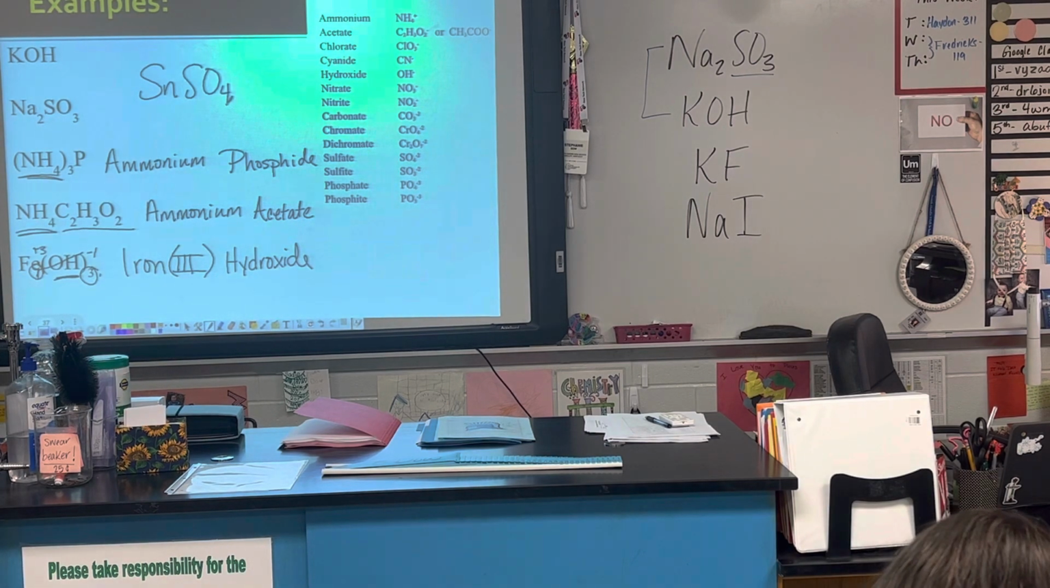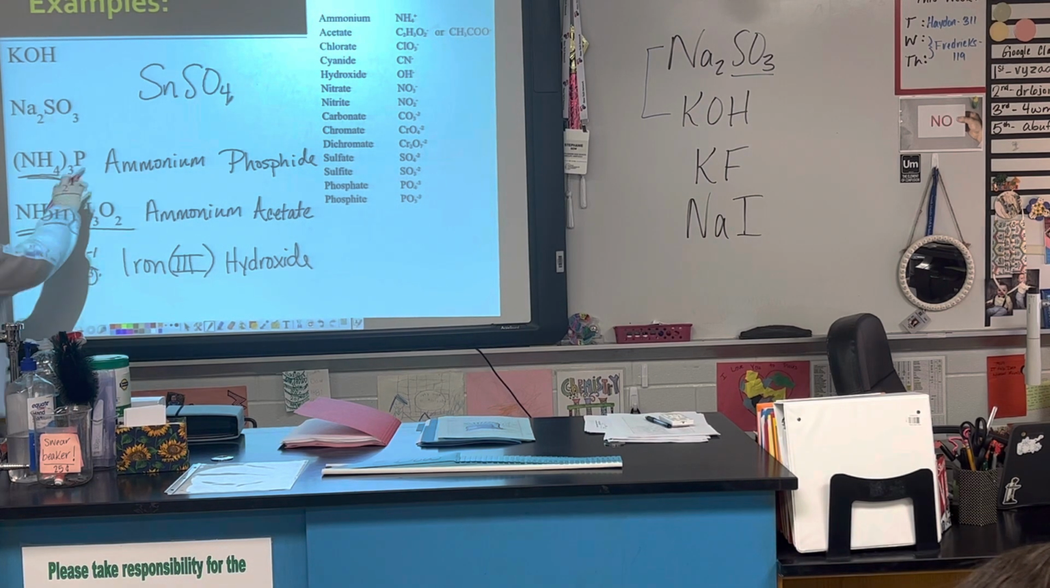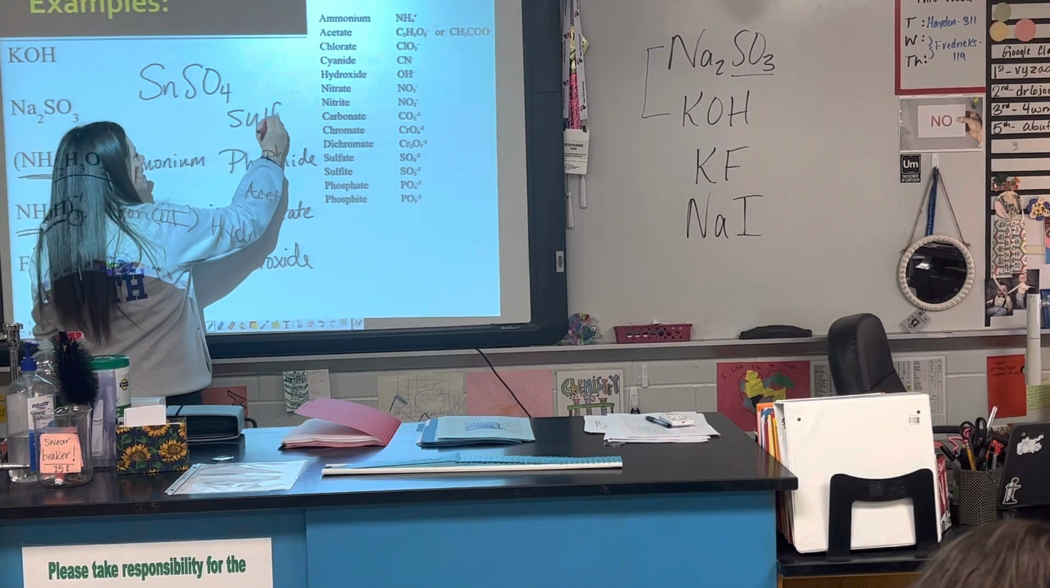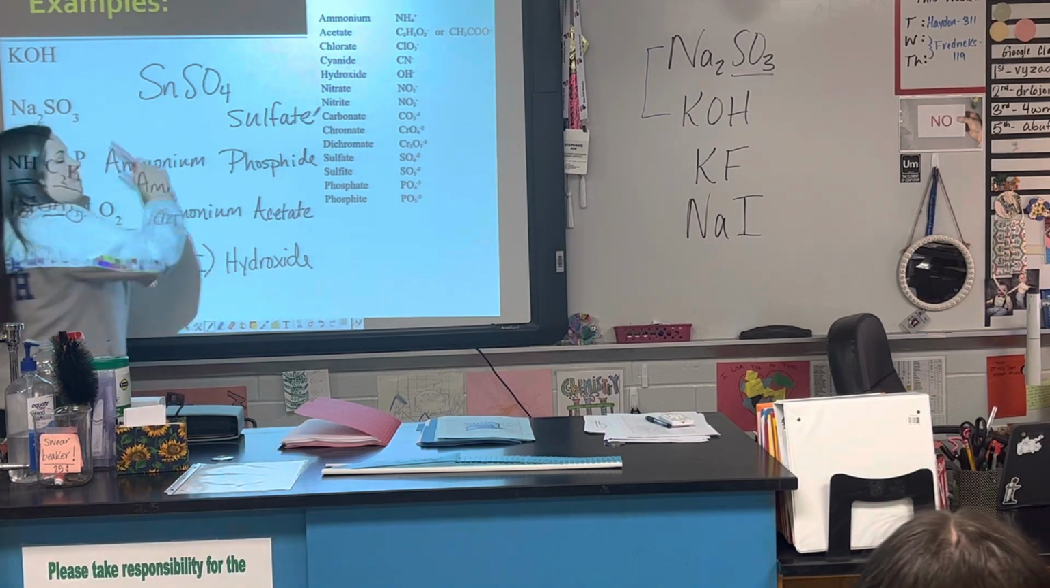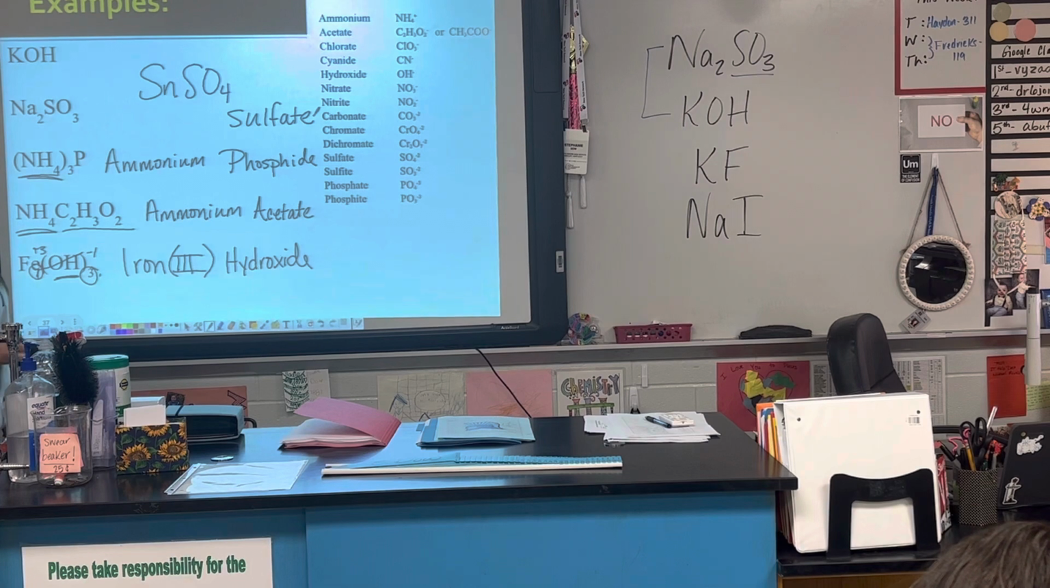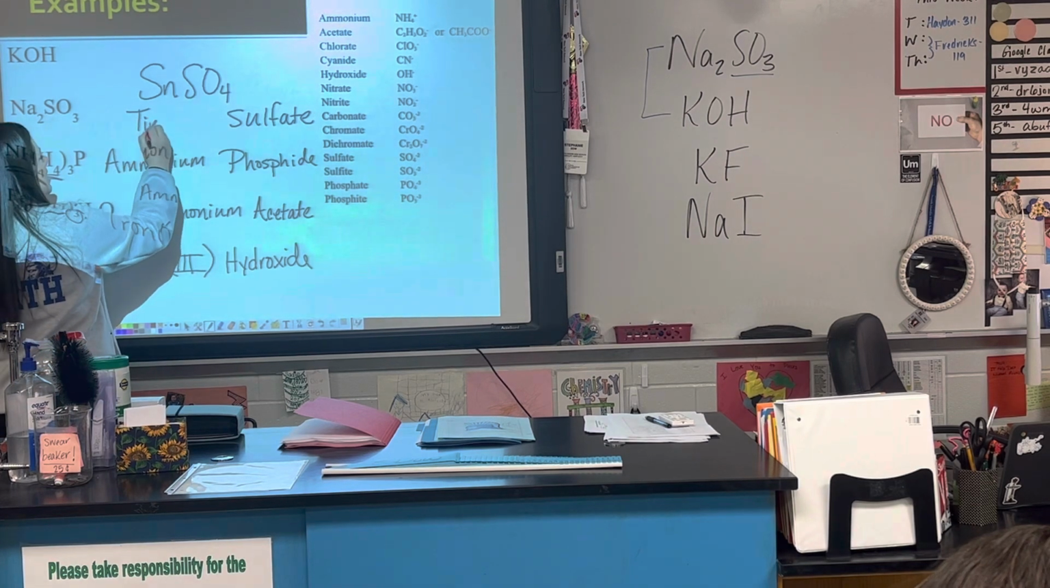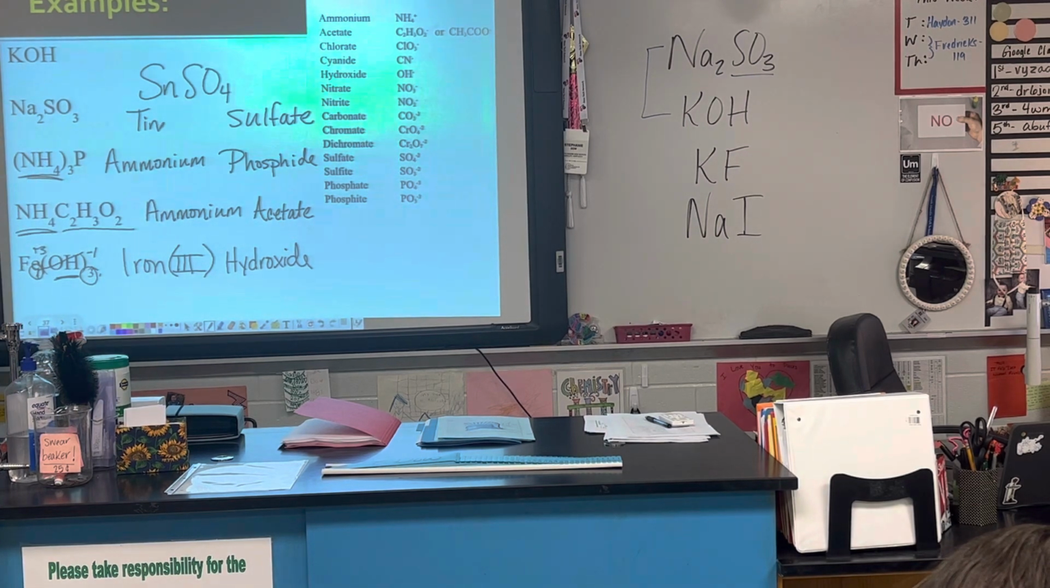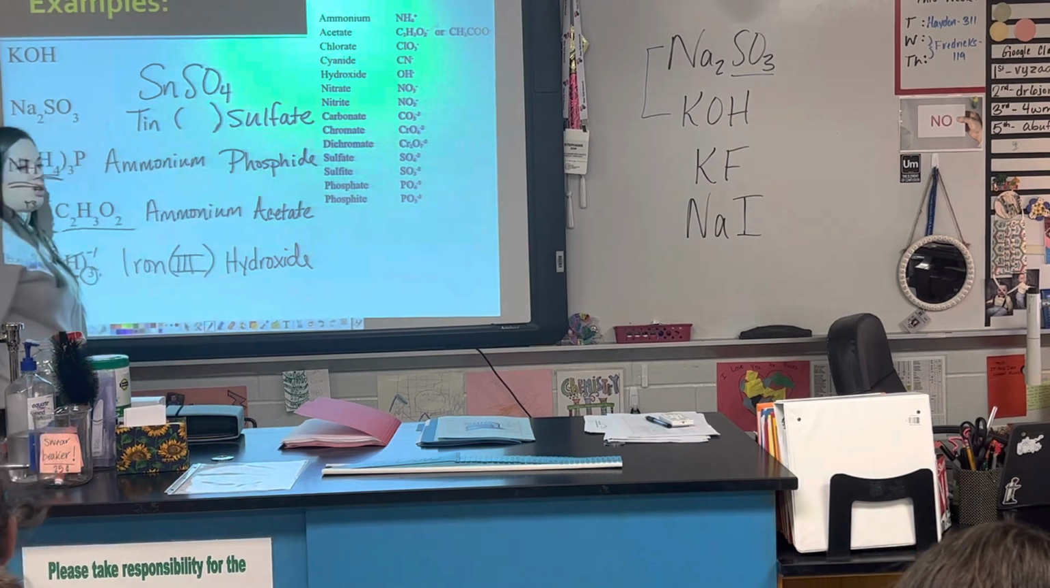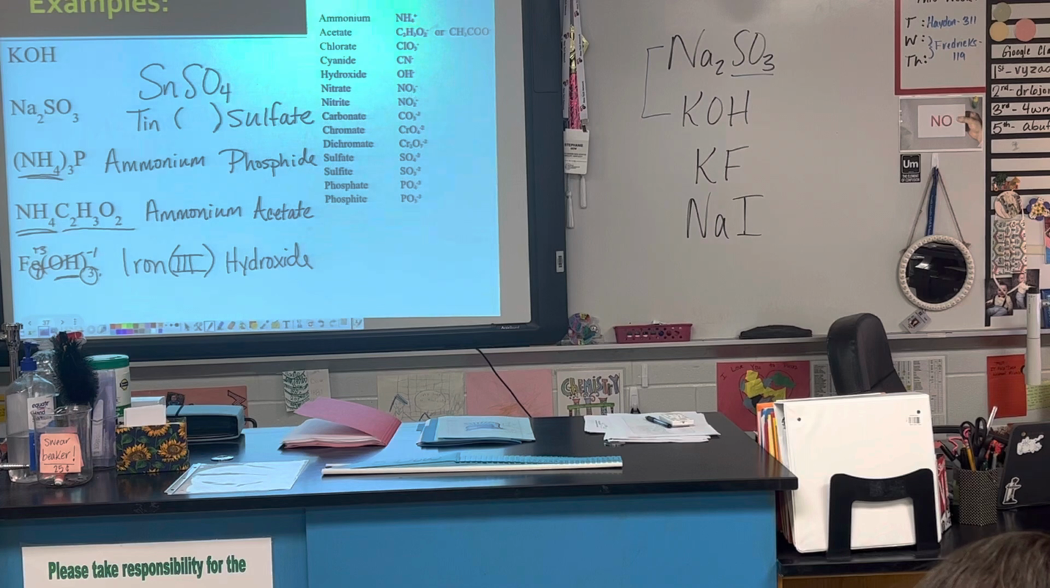SnSO4. So what's my polyatomic ion here? Sulfate. So I know that's coming last. What's my metal? Tin. And what's specific about tin? It's in group 14, and it acts like a transition metal. So we have to put the charge in the name. So let's figure out this charge. Anyone want to take a guess?